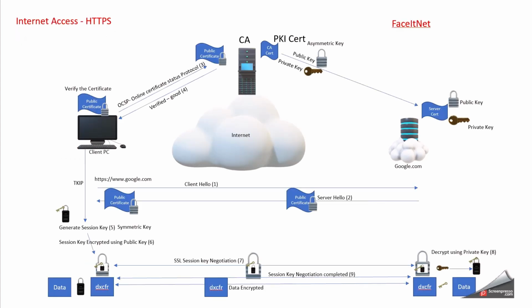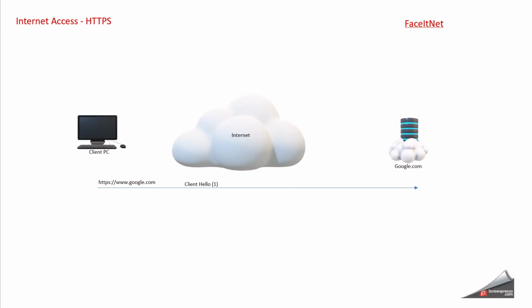HTTPS is very complex. As you can see here, HTTP was just a very simple three-way communication, but here there are so many other conversations happening. Let's have a look at what's really happening behind HTTPS. The first thing is the client computer sends a hello message, which is called the client hello message. Let's consider the server is Google. On the client machine, you open the web browser and type in www.google.com. That's the client hello message that goes to the server.